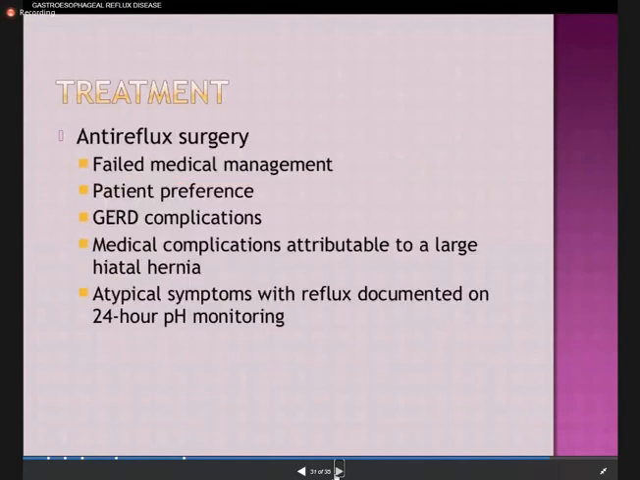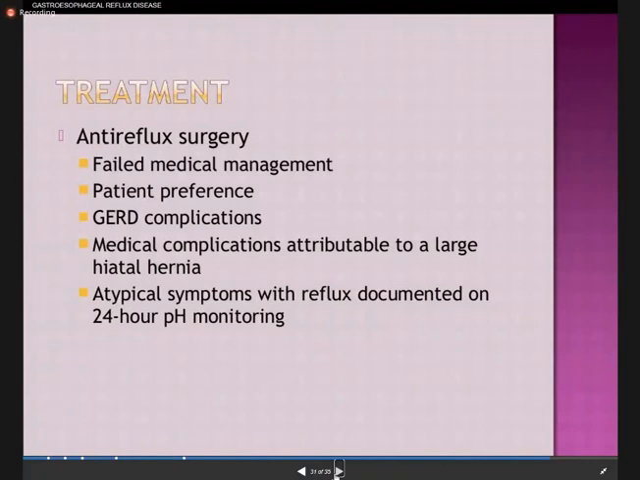So if you have exhausted the lifestyle modification, you have exhausted the medication, and the patient is totally compliant as far as the lifestyle modification is concerned, he has lost a few pounds, he is compliant with his medications, and even then he has symptoms on a daily or regular basis and they are bothering him a lot, or there is a risk of developing Barrett's esophagus, then you can consider the patient for anti-reflux surgery.